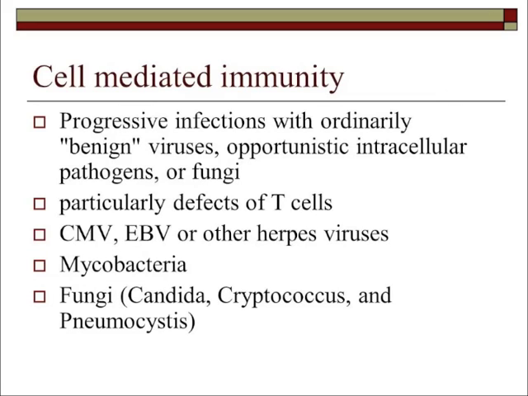Cell-mediated immunity is probably the one I'm going to talk the least about because it's the one we're most familiar with. If you think about your HIV patients, you'll have progressive infections with what are ordinarily called benign viruses: CMV, EBV, herpes viruses, etc. You're going to have mycobacterial infections, fungal infections such as Candida, Crypto, and PCP, which, like I said, we're familiar with because of our HIV population. And these are primarily going to be defects of T cells.